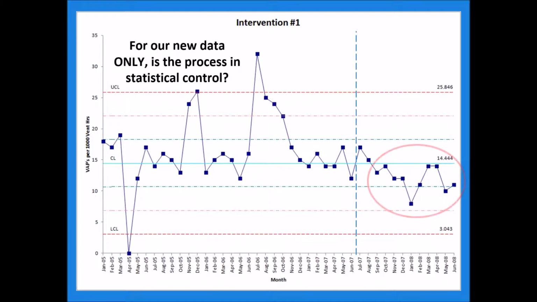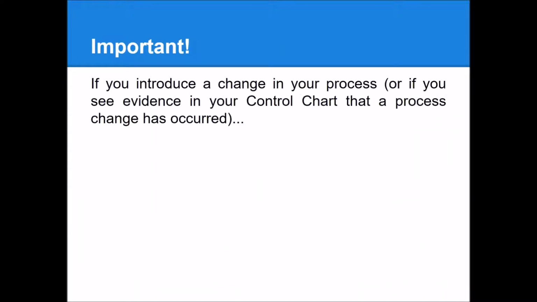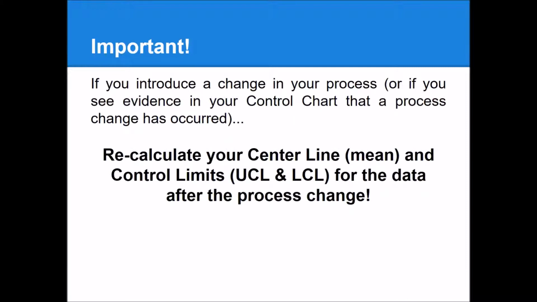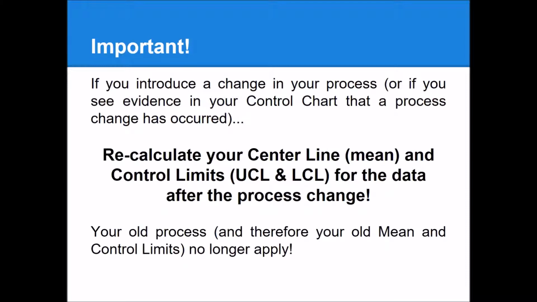It's not. You can see if you look at your cheat sheet that we're violating one of our rules. So what happened? This is a perfect example of how, if you introduce a change into your process through an intervention, or if you see evidence that you think one has occurred in your control chart, you have to recalculate your center line and your control limits for the data after that process change, because you're no longer measuring the same process as you were before. Your old process, and therefore your old mean and control limits, no longer apply to your new data.